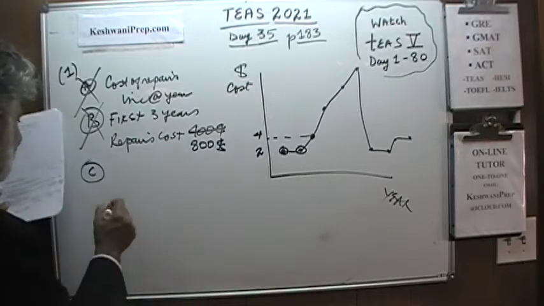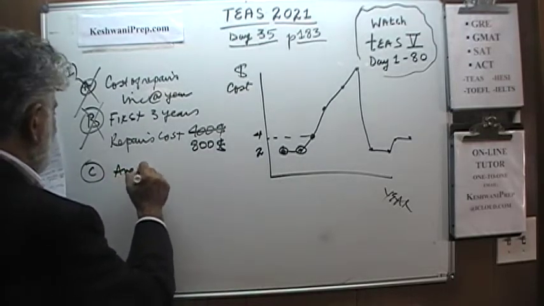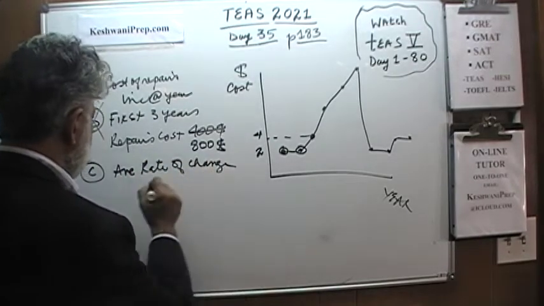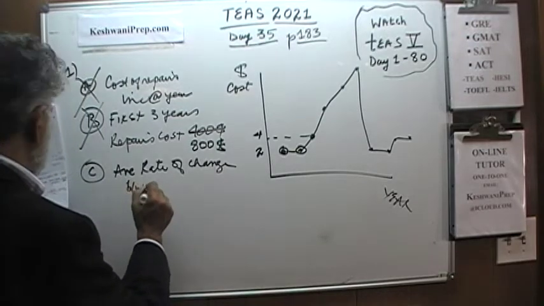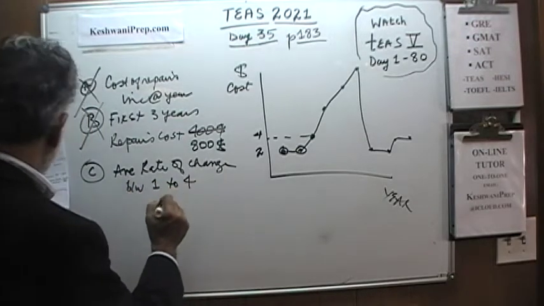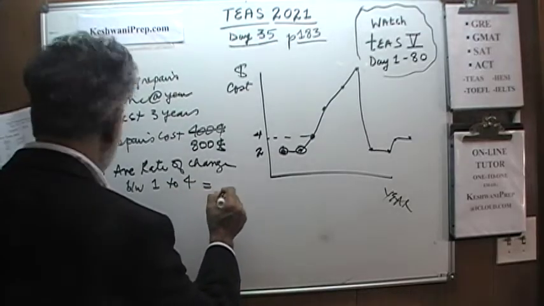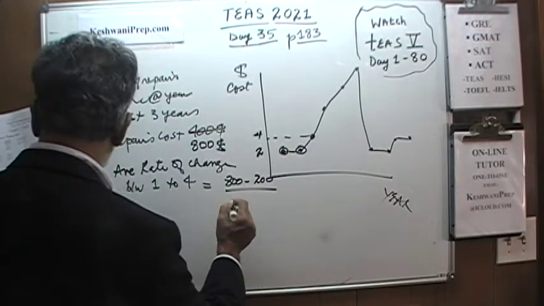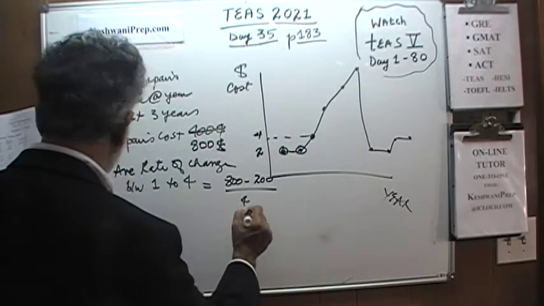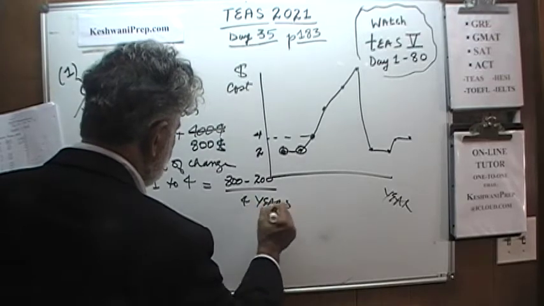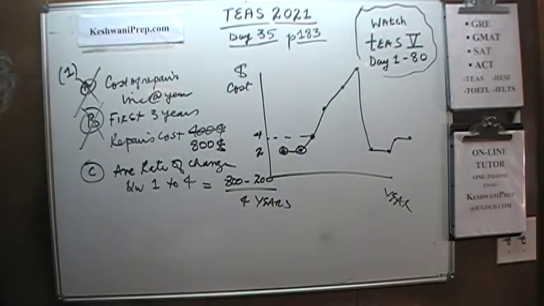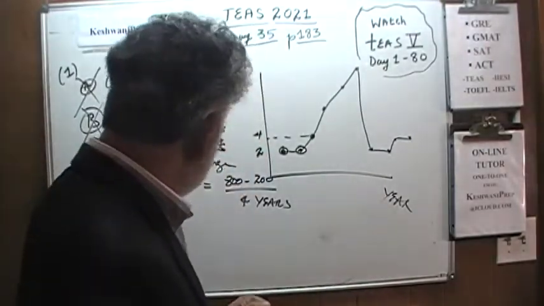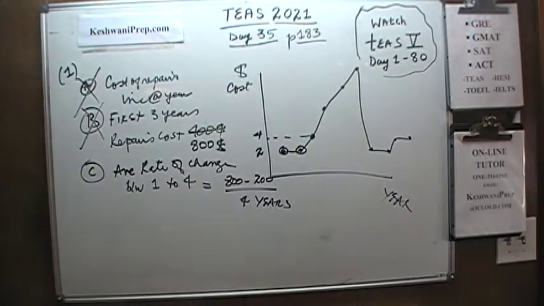Answer C says that the average rate of change between year 1 to year 4 is equal to 800 minus 200 over 4 years. Can you figure out what's wrong with what they're presenting here? This is what is given to us. I'm going to change the marker because this marker is annoying me. It's not writing very well. What's wrong with this picture?